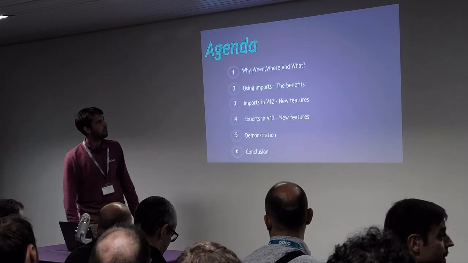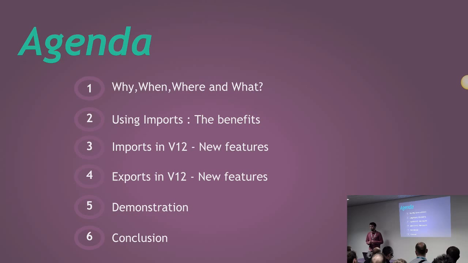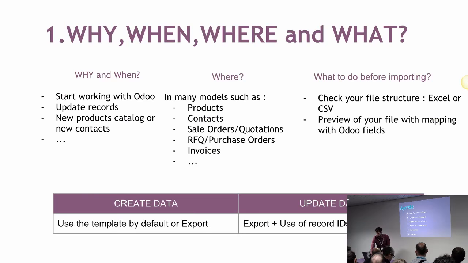What is the agenda? First of all, why do we have to import, at which moment, when, where, and also what to do before importing. That's very important. What are the benefits of importing in Odoo? What are also the new features in version 12 in exporting and also in importing? I will also do a detailed demonstration. Also during my talk, I will show you something live, and a detailed conclusion.